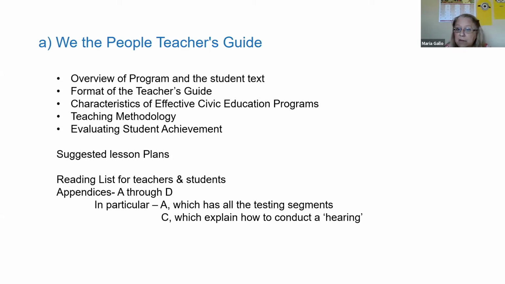Appendix C is very, very important because it explains how to conduct a hearing. And I think that's very important, because we do want you to do a hearing with your classes. Whether you do it competitively or non-competitively, we want you to actually get involved in getting this done. And the best person to talk to would be your state coordinator in this. And I've already showed you how to get to that person.